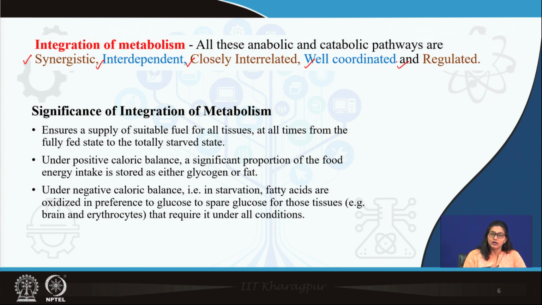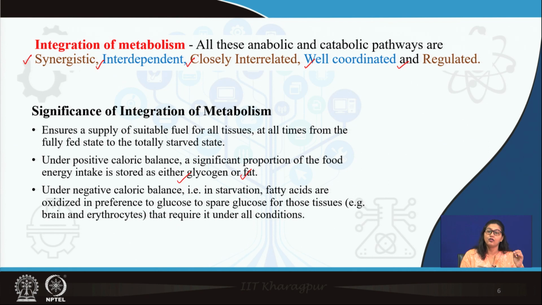Now, if we talk about positive caloric balance, when there is excess supply or adequate supply of nutrients, what does this integration do? They store energy. Whatever is in excess is stored in the form of either glycogen or fat, or even protein synthesis. Those things are a future storage. When required, we will derive from the storage.